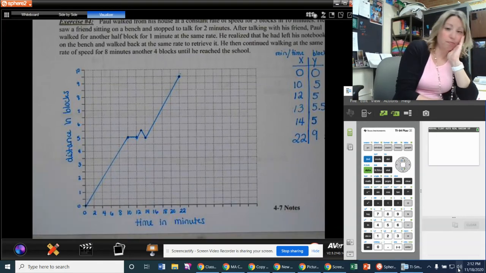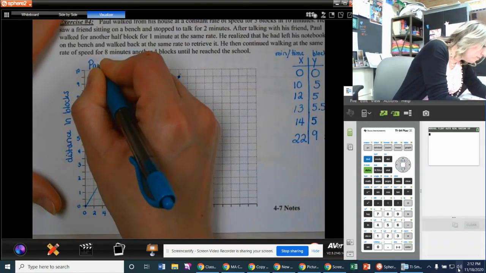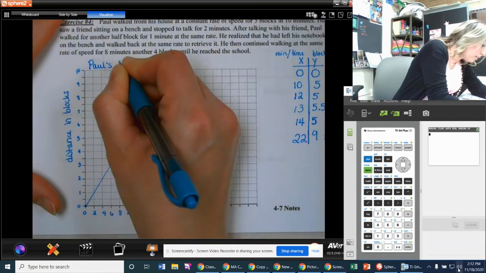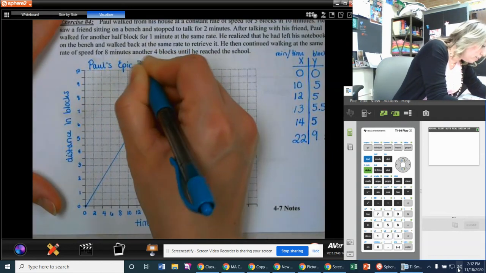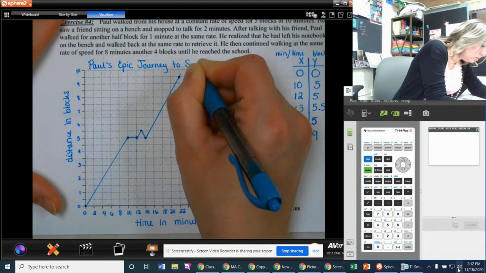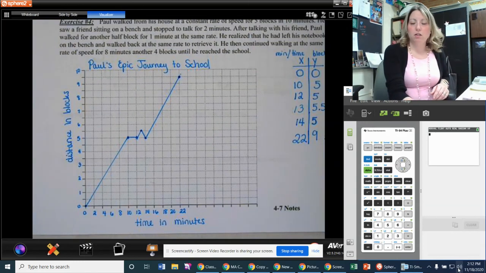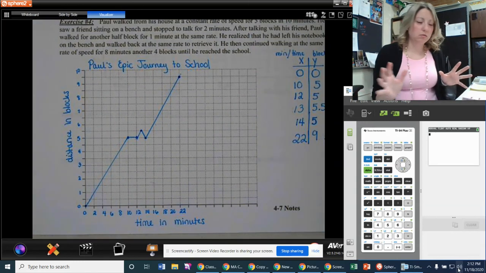So now I'm going to label that this is Paul's epic journey to school. Because obviously this was just an epic journey. Almost lost his notebook.